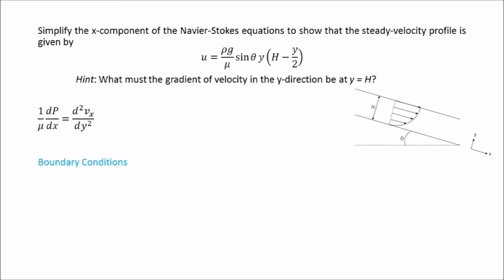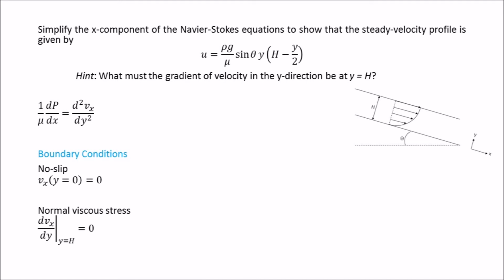Now to solve, we'll define our boundary conditions. The first is the no-slip condition. This tells us that our x velocity at the surface of the incline, where y equals 0, is equal to 0. Our second boundary condition results from the fact that the normal viscous stress at the upper surface of the fluid must be 0. The other way to look at this is that there's nothing at the upper surface that can cause any change to the fluid velocity. This tells us that at y equal to h, our first derivative of the x velocity with respect to y is equal to 0.